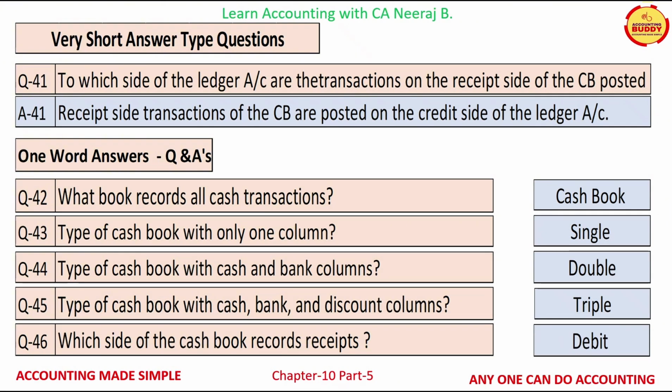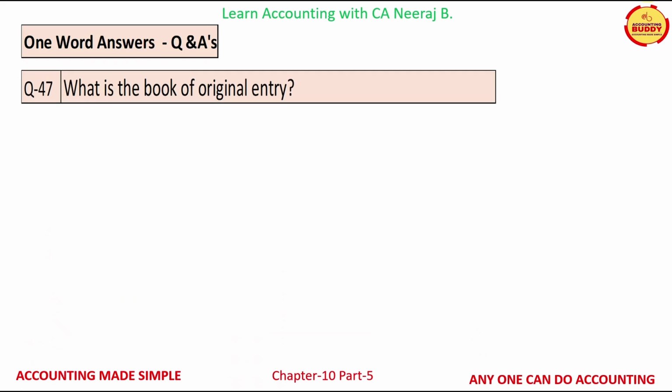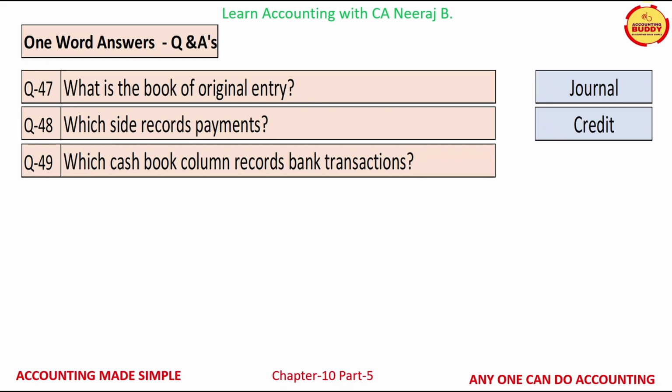And the answer is debit side. Question number 47 is, what is the book of original entry? And the answer is journal. Question number 48, which side records payments? And the answer is credit side. Question number 49, which cash book column records bank transactions? And the answer is bank column.